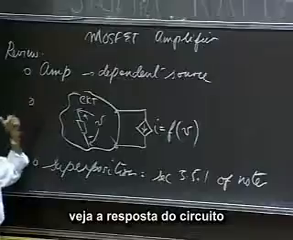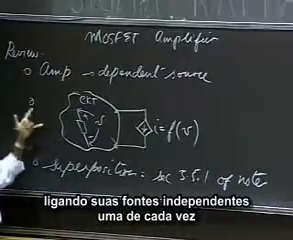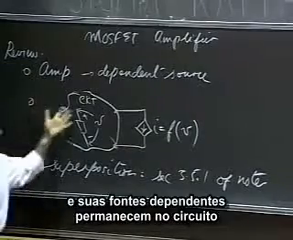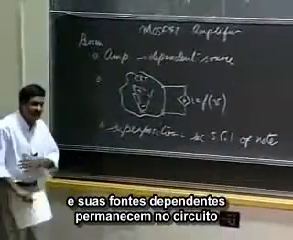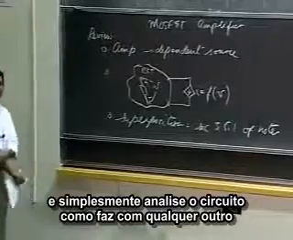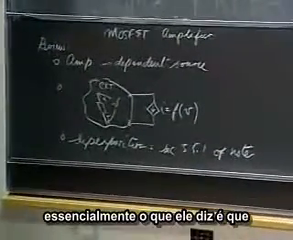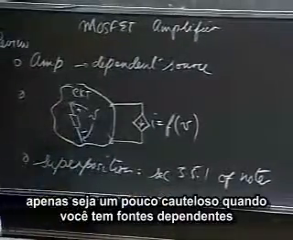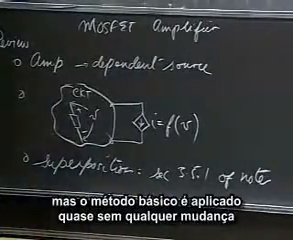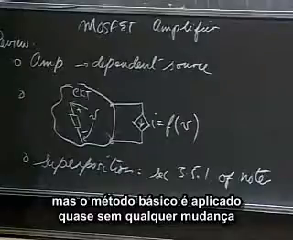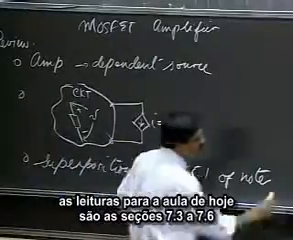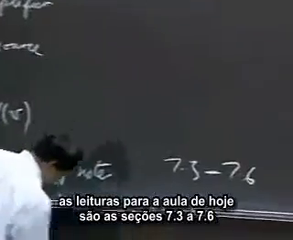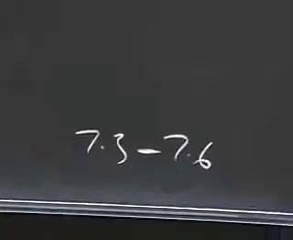Okay? So look at the response of the circuit by turning on your independent sources one at a time and summing up the responses. And your dependent sources stay within the circuit and simply analyze them as you do anything else. Okay, so essentially what it says is that just be a little cautious when you have dependent sources, but the basic method applies almost without any change. The readings for today's lecture are section 7.3 to 7.6.